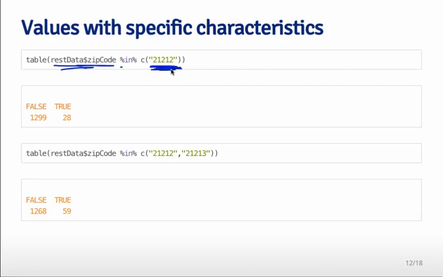In this case, are there any values that are 21212? That's not very useful when you only have one value you care about, but suppose you want to find all the zip codes that are either equal to 21212 or 21213, then you can use the %in% command to say, are there any zip codes that are either equal to one or the other of these values? And so in this case, you see there's a few more. There's 59 values that are equal to either 21212 or 21213.